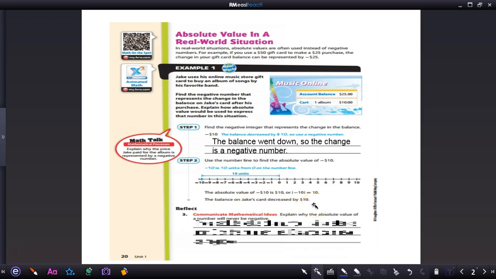So let's look at the reflect for number 3. It says explain why the absolute value of a number will never be negative. We talked about this a little bit earlier in the video, and I want you to write this down. The absolute value of a number is its distance from 0 on the number line. Distance can never be negative. So in other words, even though we start with -10, the distance is 10 units. It's not -10 units, it's 10 units from 0. So distance is never negative.